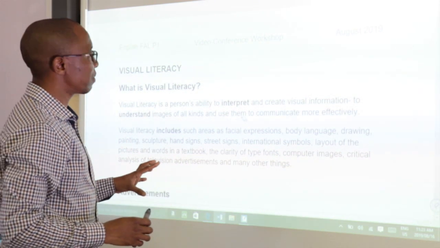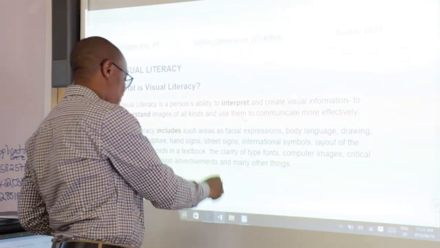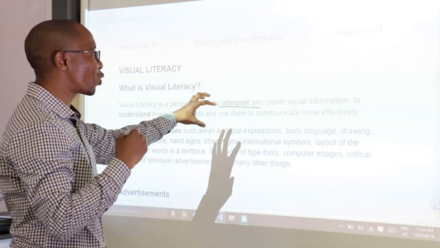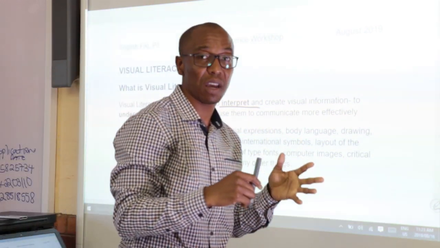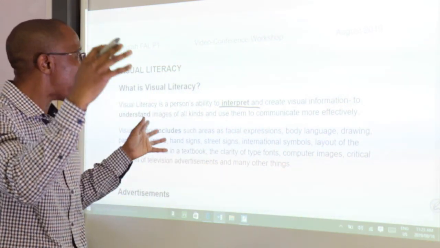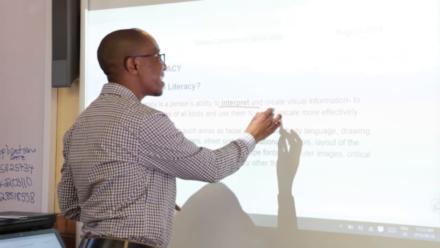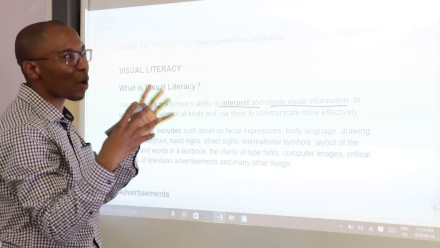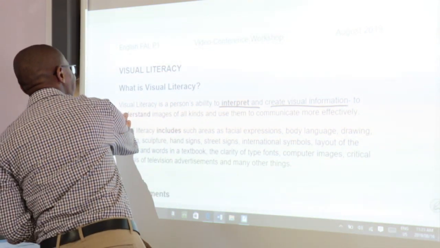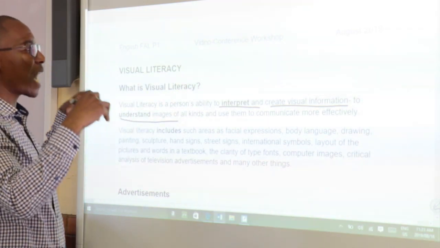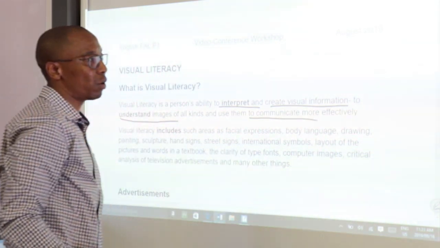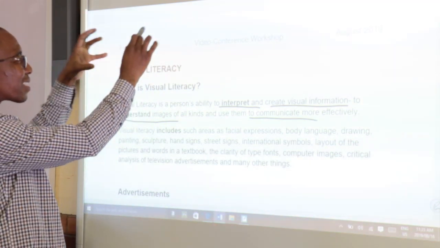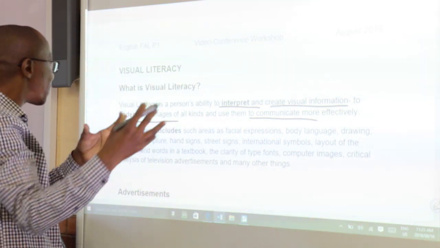What is visual literacy? Visual literacy is a person's ability to interpret. If you are visually literate, you're able to interpret a graph, a cartoon, a flowchart, a mind map and so on, and you're able to even create visual information. You're able to navigate through an advert and say, this is what the advertiser is trying to say here. You are able to understand images and cartoons, and make sure that this makes sense to you. You can tell someone what this advert is about, what this cartoon is about, what this mind map will actually be about in the end.